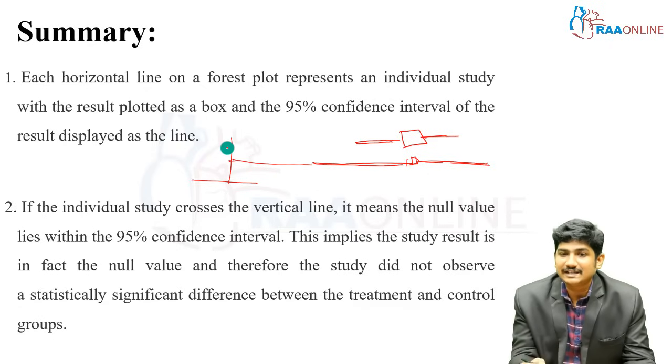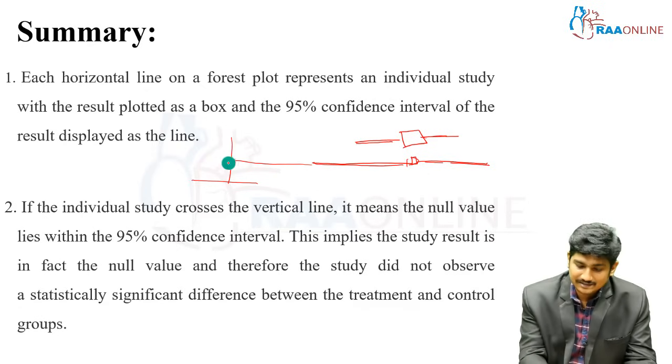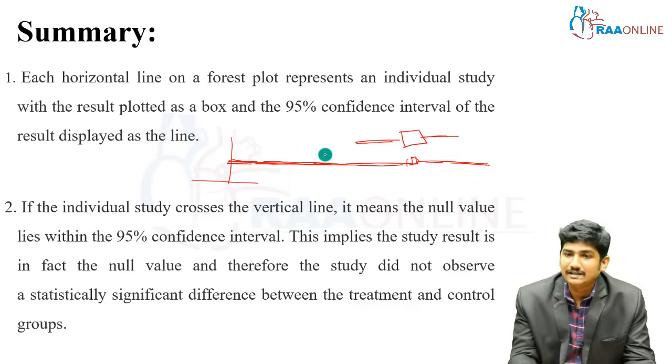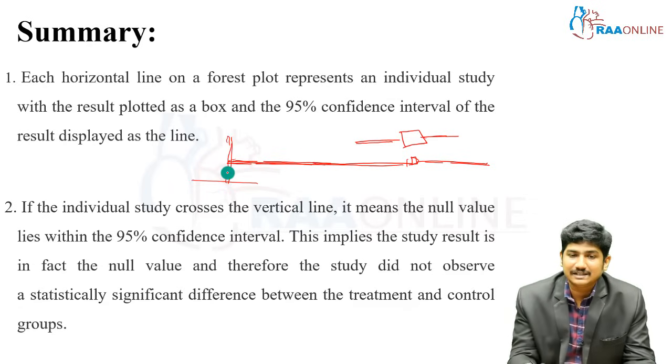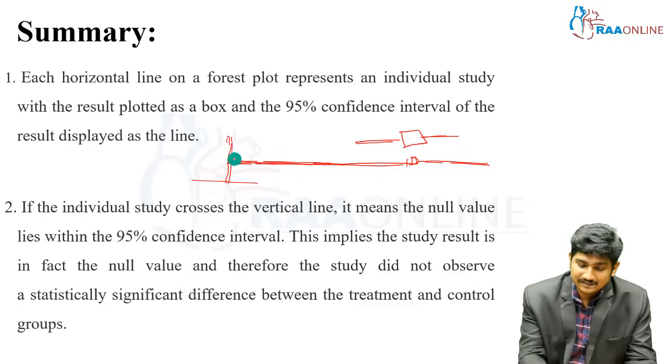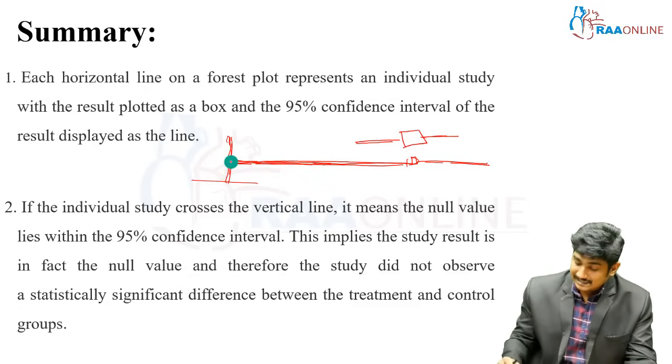If the individual study crosses the vertical line, it means that the null value lies within the 95% confidence interval. So this implies the study did not observe a statistically significant difference between the treatment and control. So if the confidence line is touching the null line, it means that it is statistically insignificant.